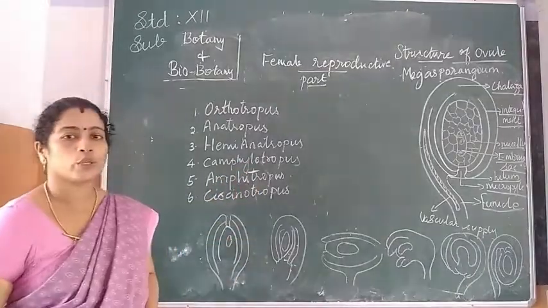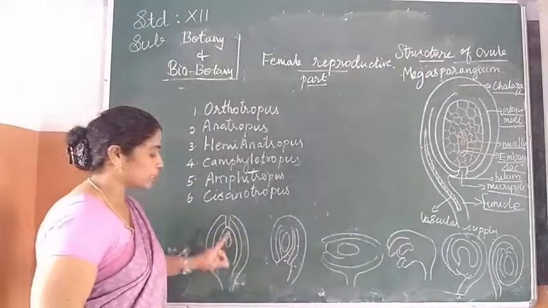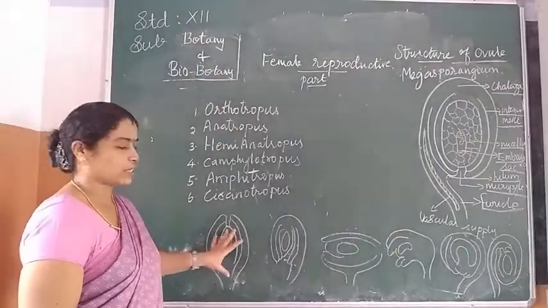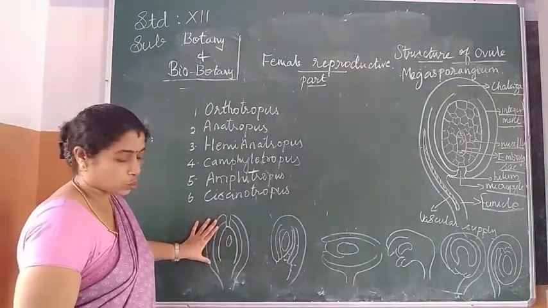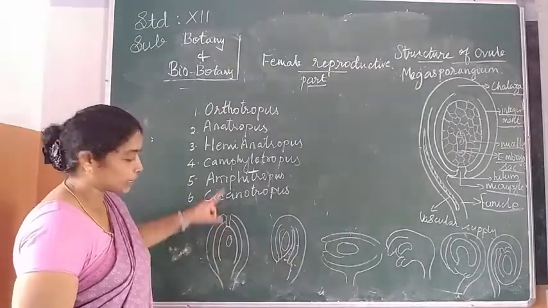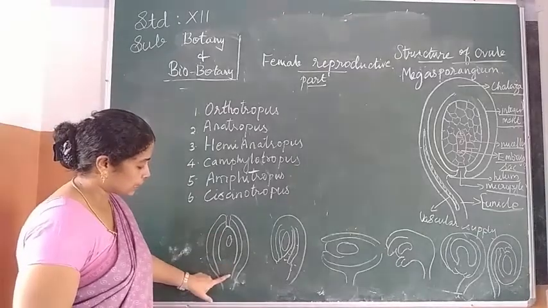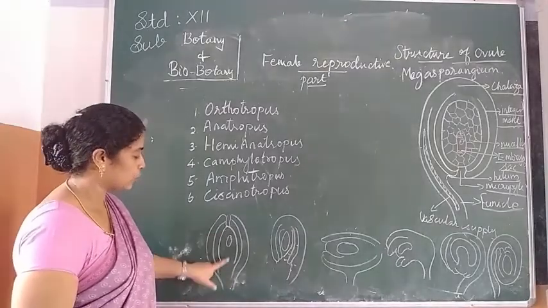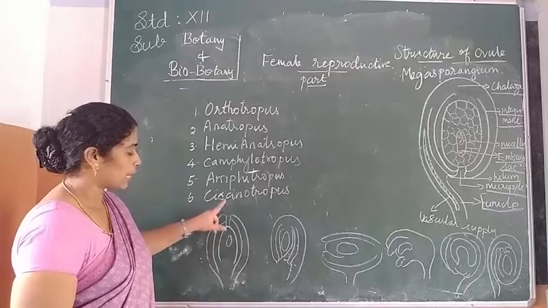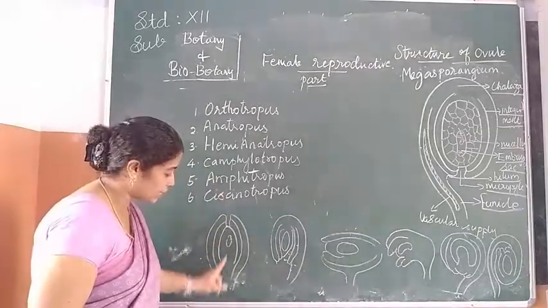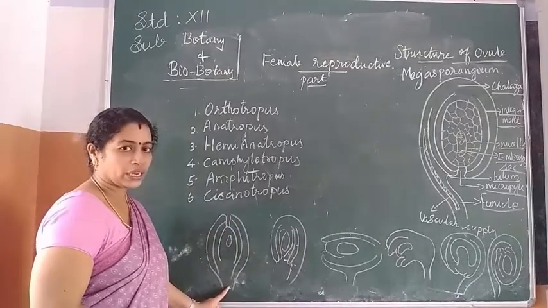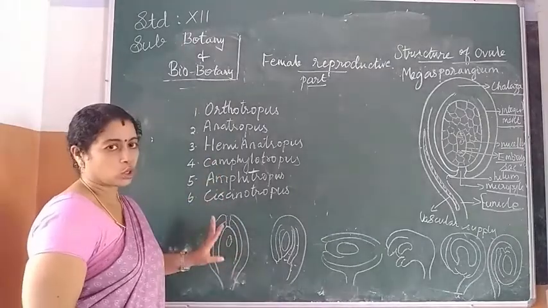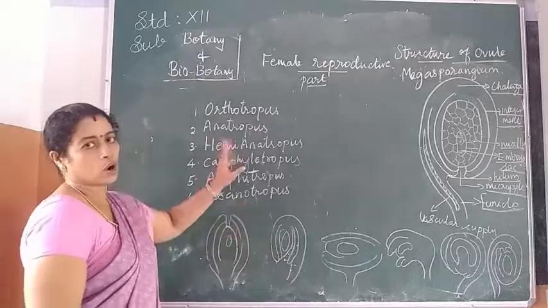First we are going to study the orthotropous ovule. Here the ovule is straight. It is a straight ovule. The chalazal end, nucellus, funicle, and the micropylar end will lie in a straight vertical line. This is the specialty of the orthotropous ovule.